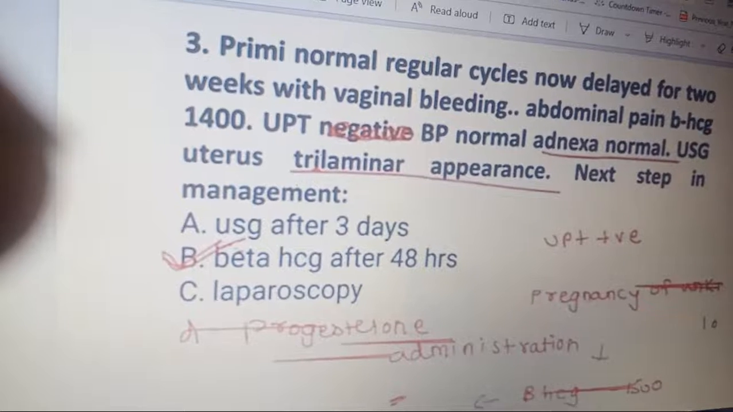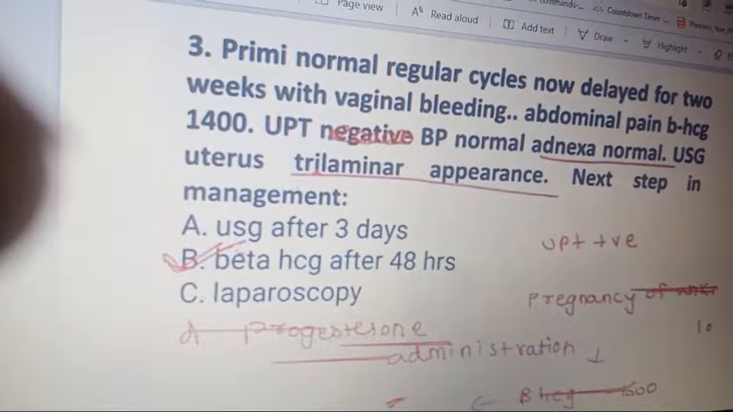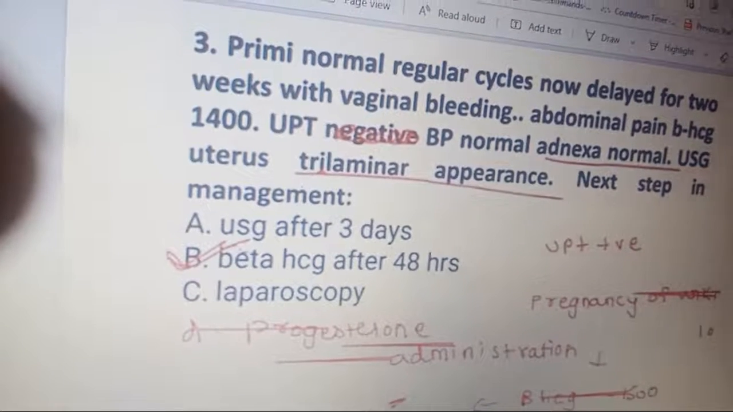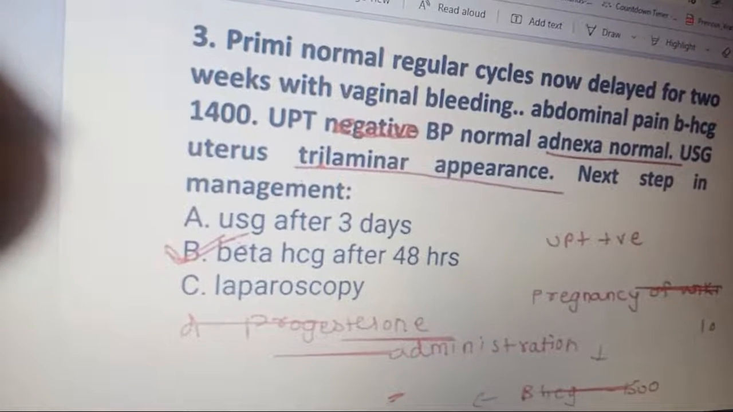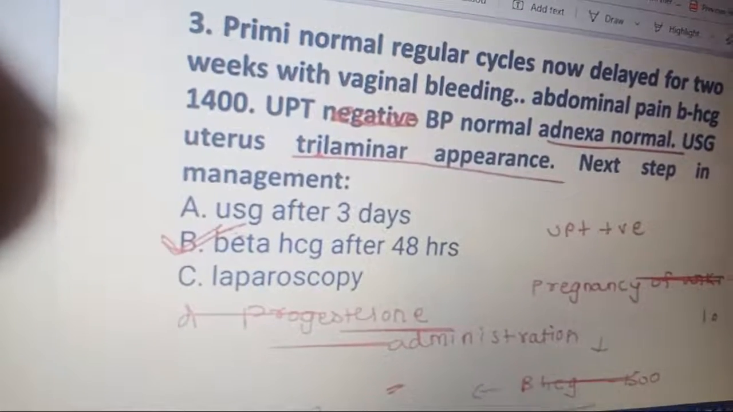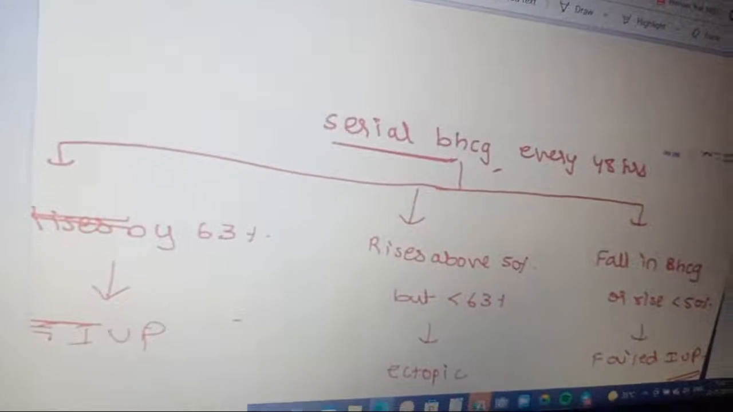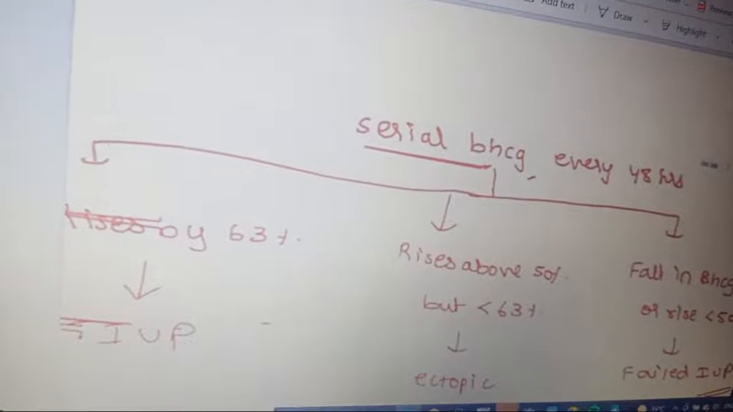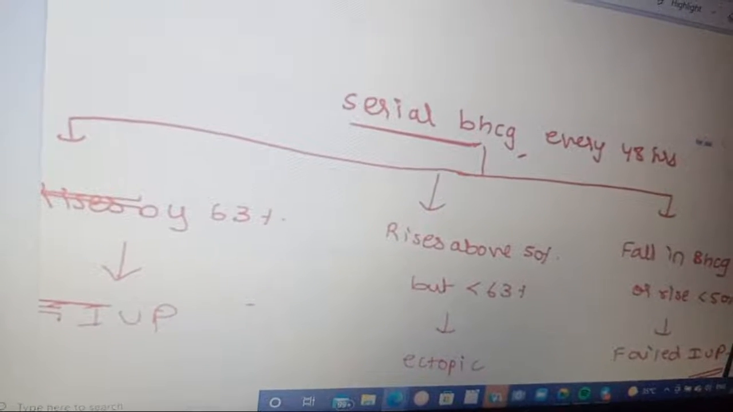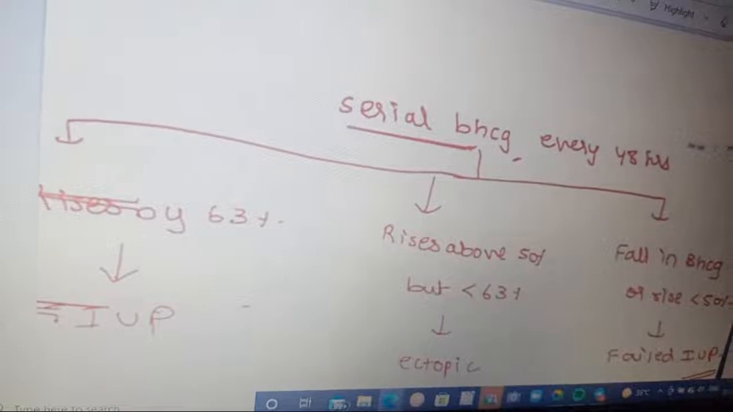Primary normal regular cycles, now delayed for 2 weeks with vaginal bleeding, abdominal pain, beta HCG is 1400, UPT negative, BP normal, adnexa normal, ultrasound shows trilaminar appearance. Next step in management? So the serial beta HCG every 48 hours. A rise of 63% would suggest intrauterine pregnancy, as above 50% but less than 60%, 63, so it might be ectopic.